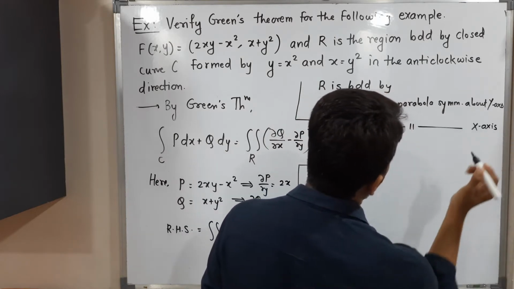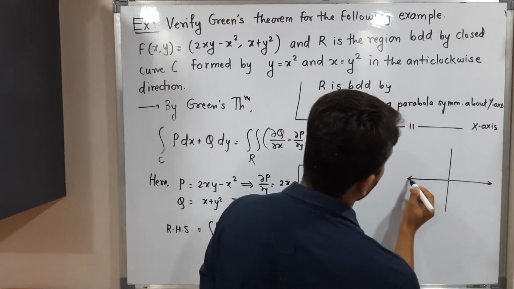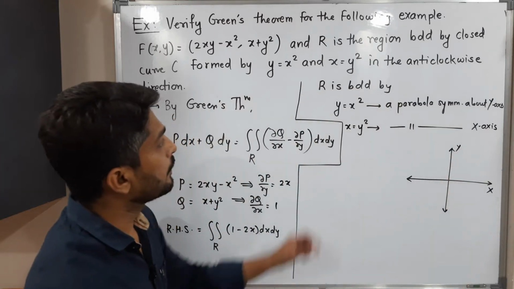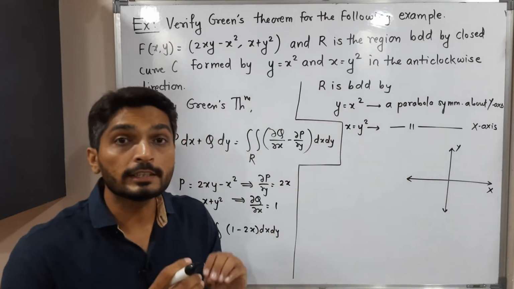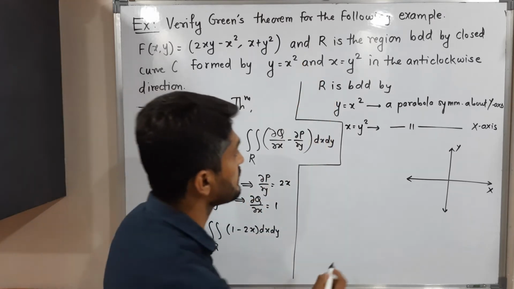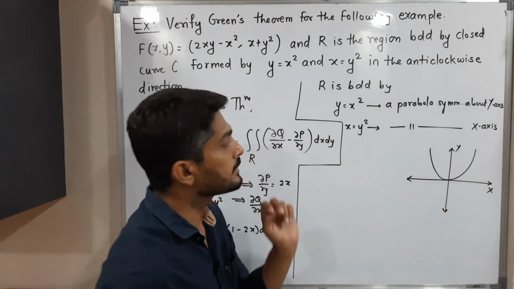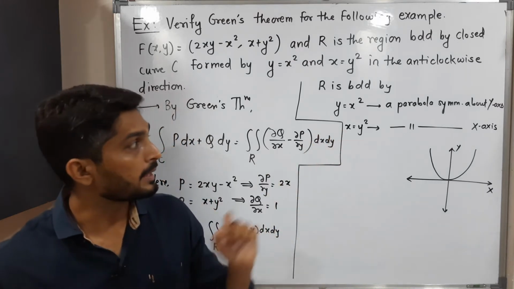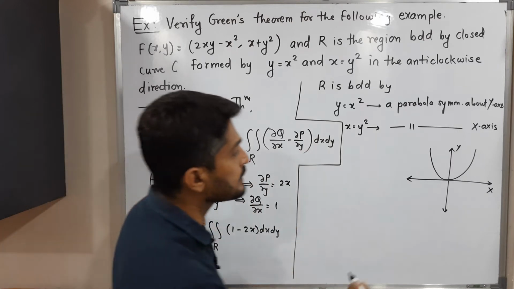Let me draw a diagram here so we can easily understand. This is the y-axis and this one is the x-axis. Y is equal to x square is a parabola symmetric about the y-axis, and y has a positive sign, so that parabola opens in the direction of the positive y-axis. So that parabola will be like this. For x is equal to y square, the parabola is symmetric about the x-axis, but x has a positive sign, so the parabola opens in the direction of the positive x-axis.